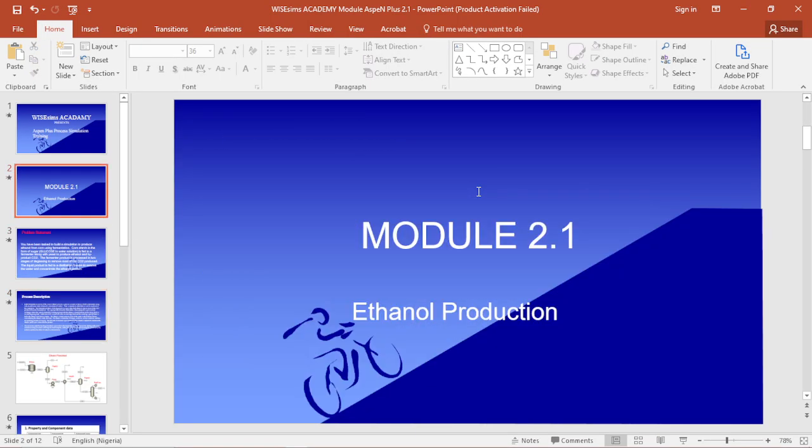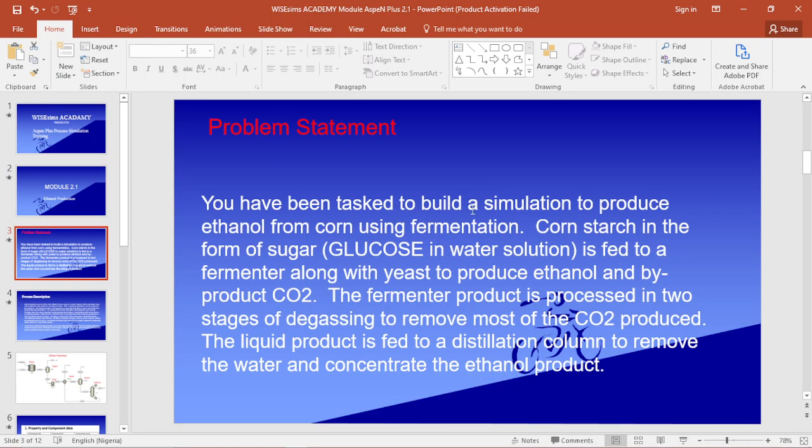In this particular production process, we have been tasked to build a simulation to produce ethanol from corn using fermentation. The corn starch is in the form of sugar, which is glucose in water solution, fed to a fermenter along with yeast to produce ethanol and byproduct CO2. The fermenter product goes through two stages of degassing to remove most of the CO2 produced. The liquid product is fed to a distillation column to remove the water and concentrate the ethanol product.